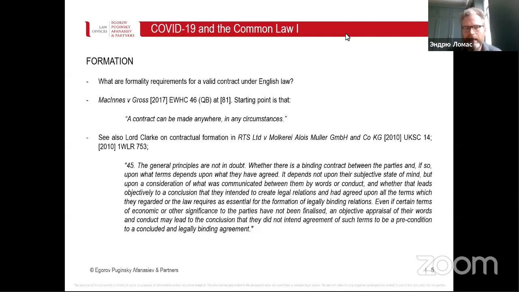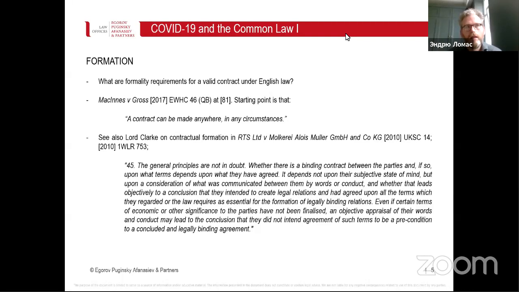And I put a case here, McInnes and Gross, as Mr. Justice Coulson, I think, said at paragraph 81, a contract can be made anywhere in any circumstances. And that is a fairly orthodox statement of the principle that as a matter of English law, there are very few formality requirements to form a valid contract.